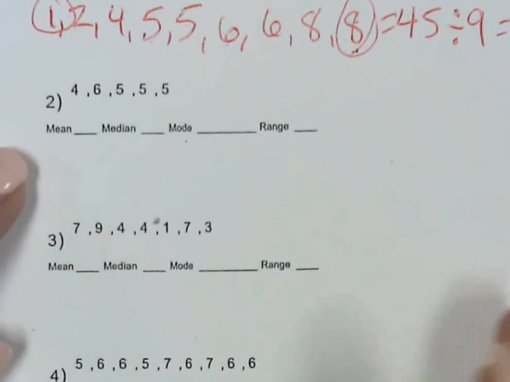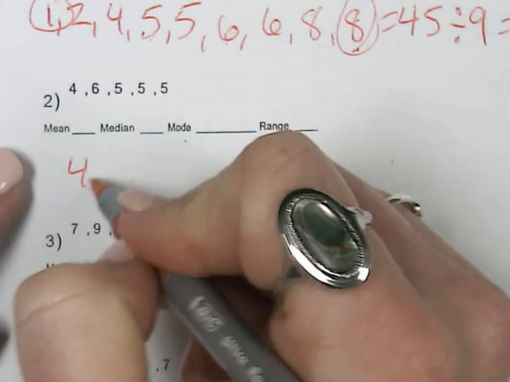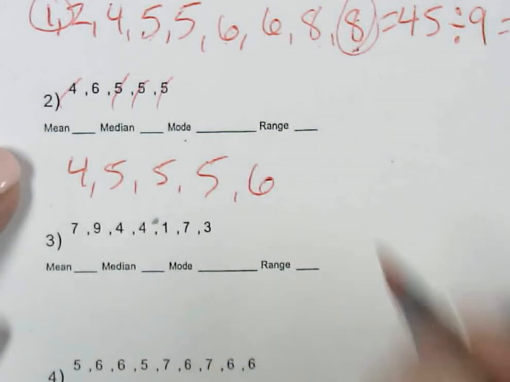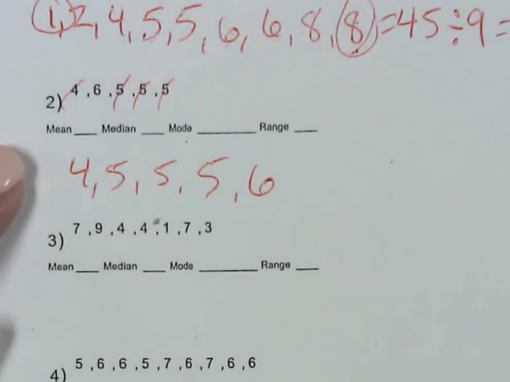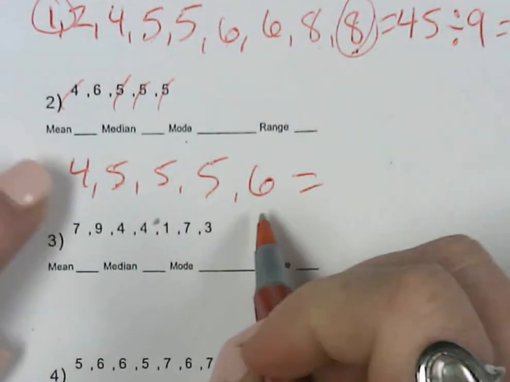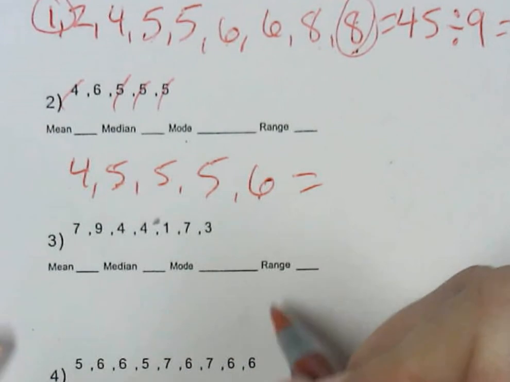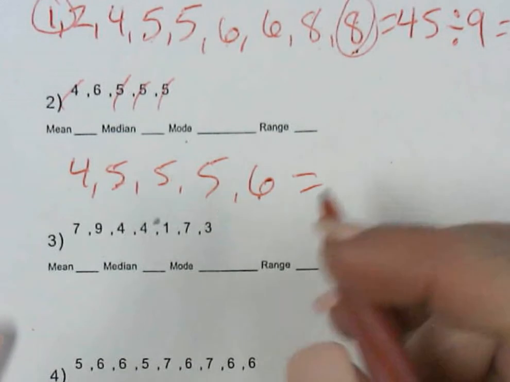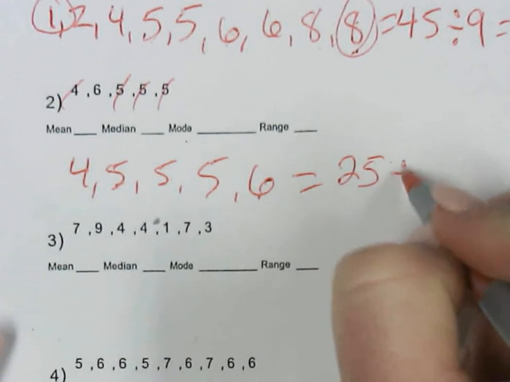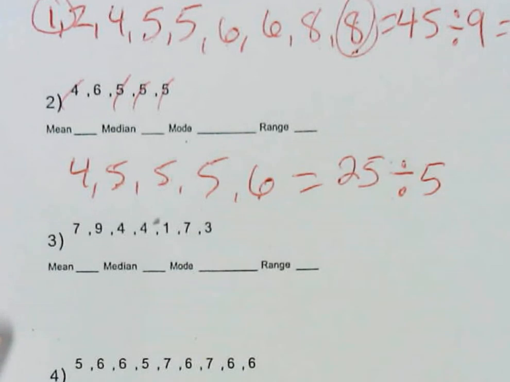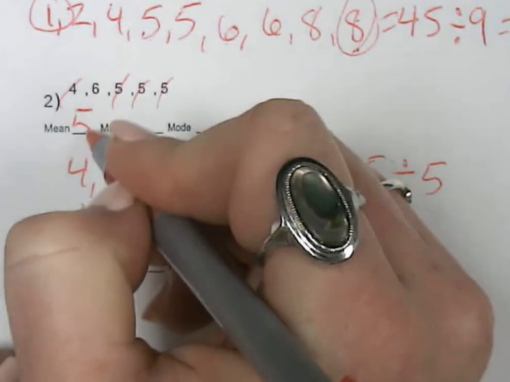Same thing, let's just go ahead and put them in order. 4, 5, 5, 5, 6. Mean is what they want us to find first, so to add them all up together, 5, 10, 15, plus 10, should get 25. And then we have to divide by how many numbers did they give us. There's 5 numbers, and we know 25 divided by 5 is 5. So our mean is 5 again.